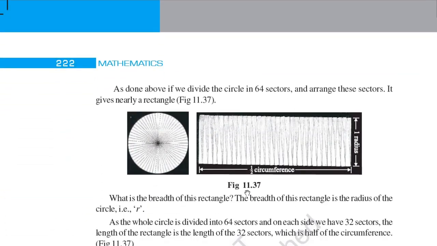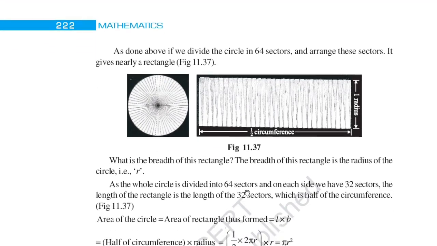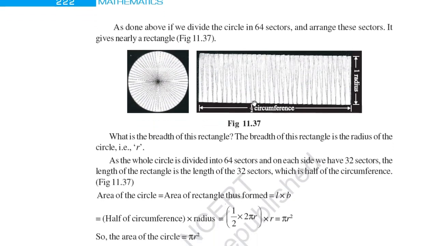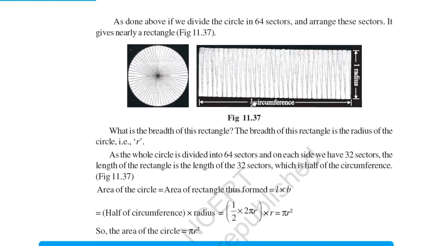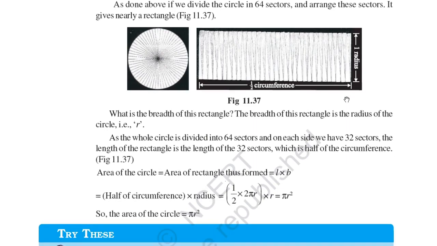As done above, if we divide the circle into 64 sectors and arrange these sectors, it nearly gives us a rectangle. So you can see here they have cut it into 64 sectors and it is giving a rectangle. What is the breadth of the rectangle? The breadth of the rectangle is the radius of the circle, that is r. So you can see here. Now as the whole circle is divided into 64 sectors and on each side we have 32 sectors, the length of the rectangle is the length of the 32 sectors, which is half of the circumference.